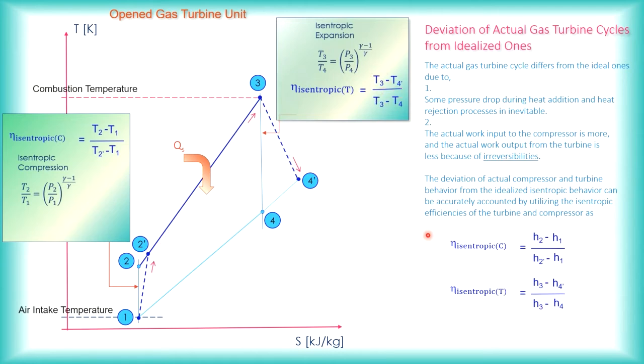If, for example, you are referring to air tables or gas tables, you can directly use enthalpy. Otherwise, you have to use this. Usually I advise students to use it in terms of temperature, because sometimes we don't have the proper gas tables or the proper air tables. So this will be the simplified open gas turbine unit, the schematic diagram.